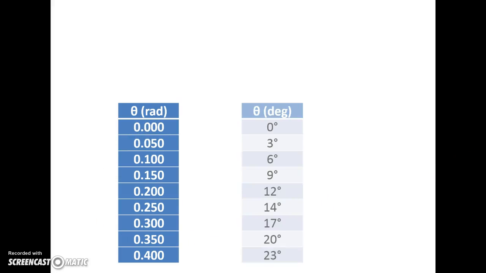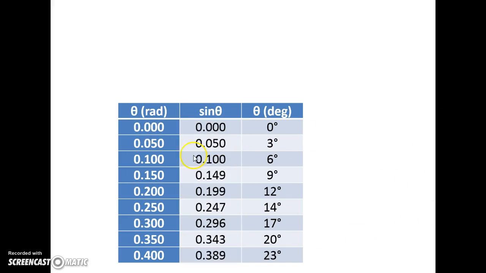Welcome to this video. We're going to learn some more about simple harmonic motion. The first thing to look at is angles. I've written down some angles in radians here. They're not very big, as you can see. If we want to see the degrees, it only goes from 0 to about 23 degrees. If we take the sine of each of these angles, look at this.